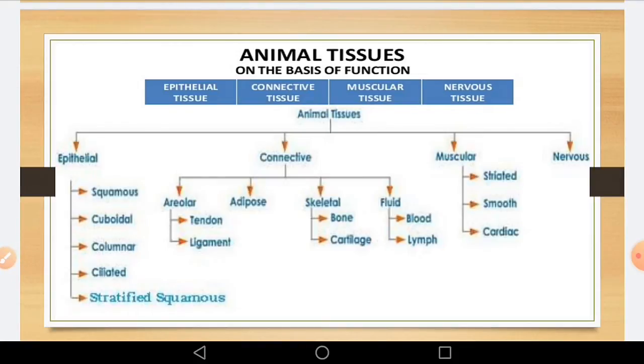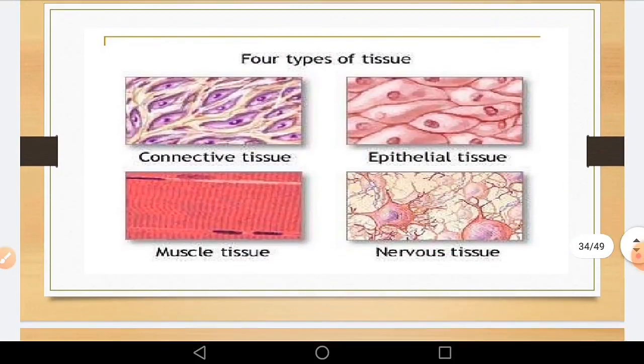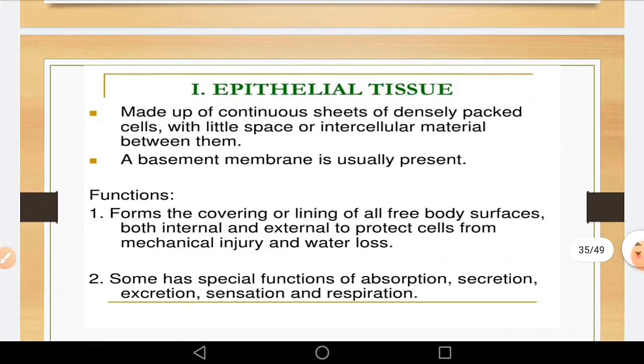Now let us first study in detail about the epithelial tissue. It is made up of a continuous sheet of densely packed cells with little intercellular material between them. A basal membrane is usually present. The main function of epithelial cells is that they form the outer covering or the lining of all body surfaces, both internal and external, to protect cells from mechanical injury and water loss. Second, some have special functions of absorption, secretion, excretion, sensation, respiration, etc.